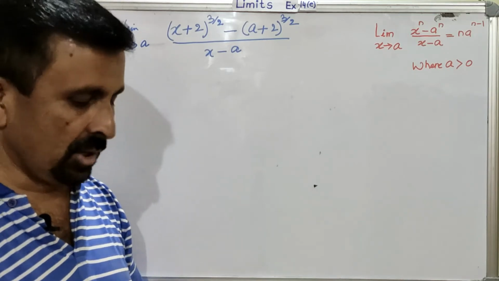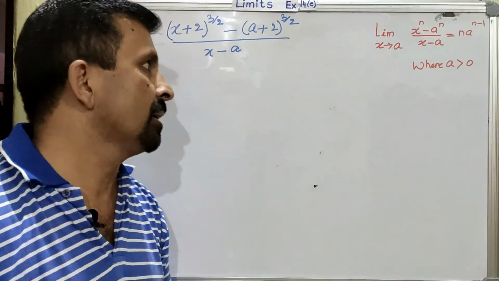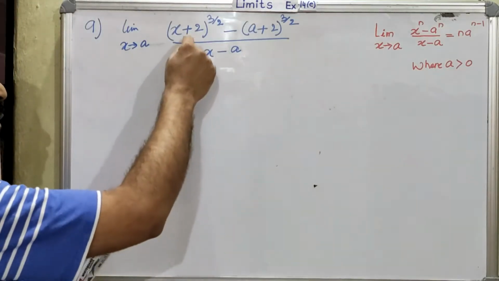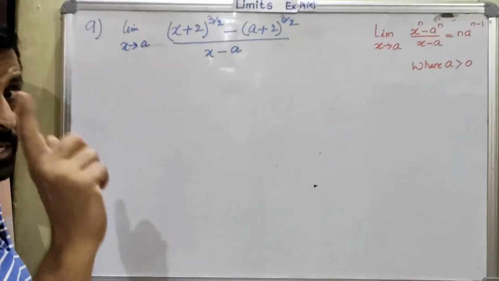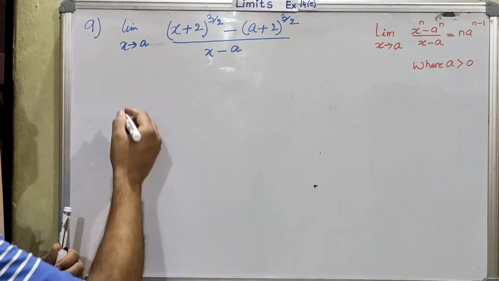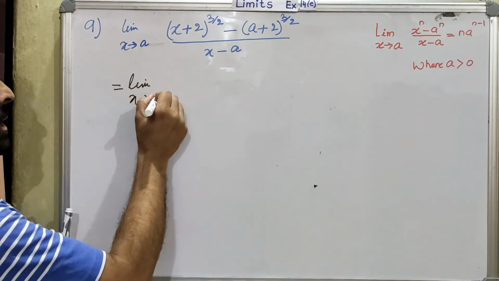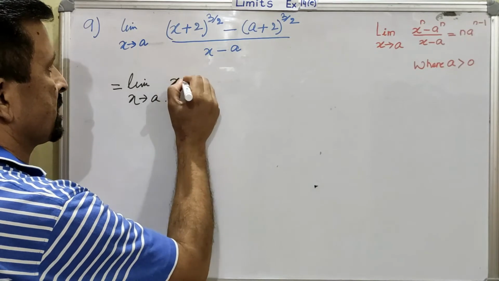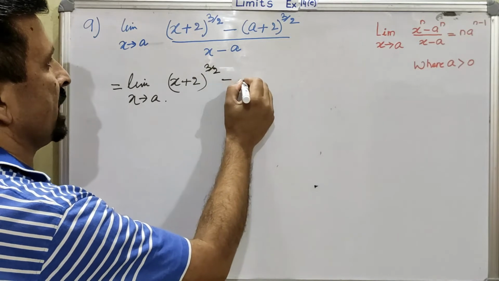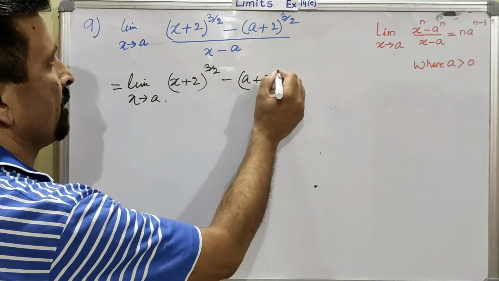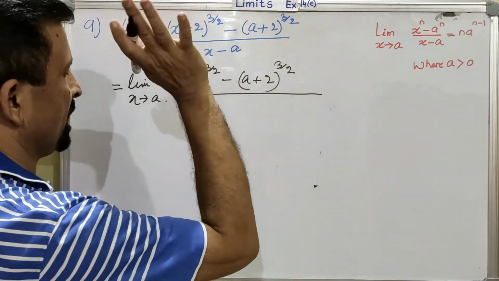Are you getting me? Since we have something missing, we need to fulfill it, and after that we will write the answer. So we want this part to be x plus 2 and this part to be a plus 2. Can it be possible or not? See how. Limit x tending to a. The numerator will be as it is, x plus 2 to the power 3 over 2 minus a plus 2 to the power 3 over 2. Now I am going to play a game in the denominator.